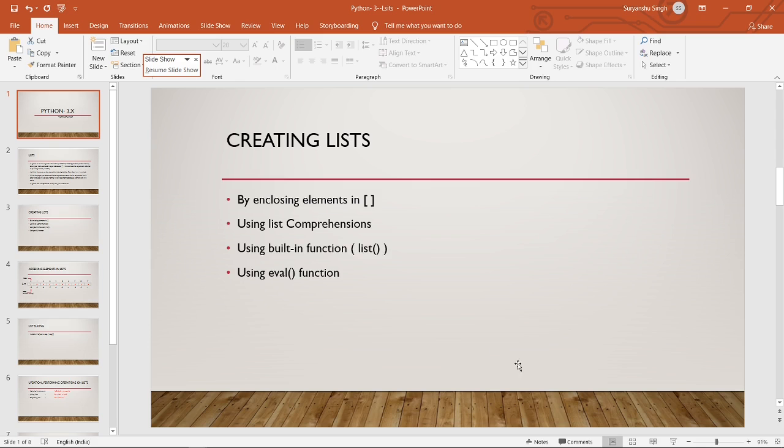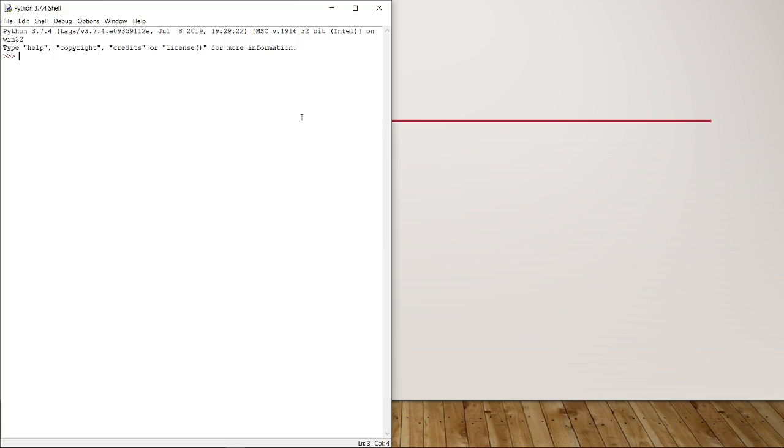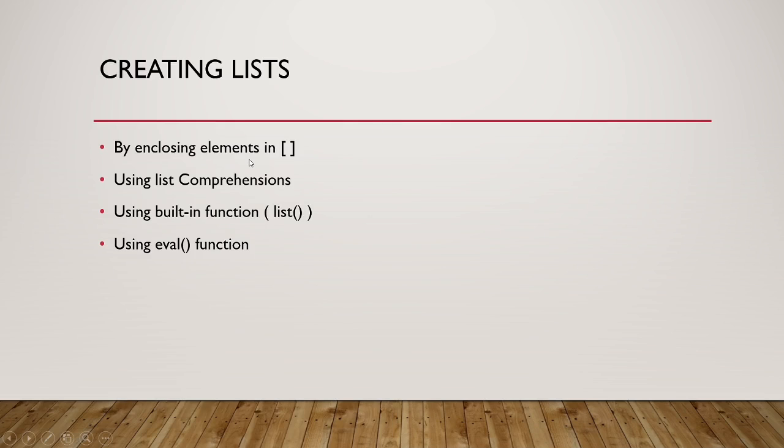So yeah, let's see how to create lists. The first method is by enclosing the elements in square brackets. You can see that here. I just entered some numbers and the list is created. Now we can also add multiple data types, like strings mixed with integers and some floats also. So yeah, you can see that a list is a heterogeneous data type.